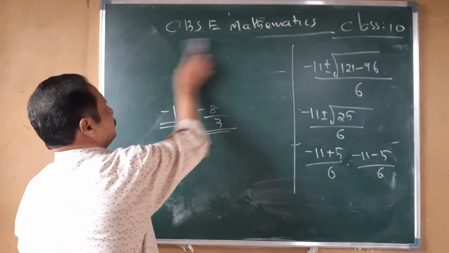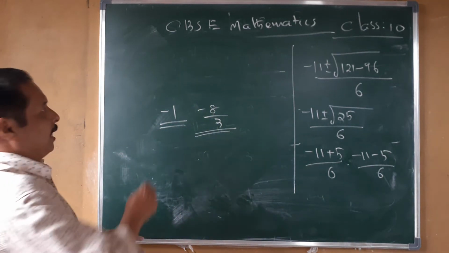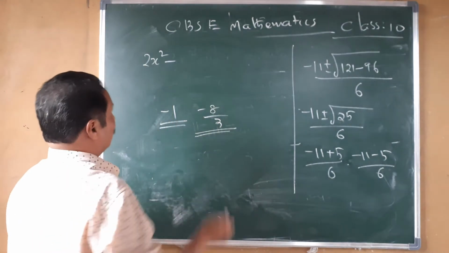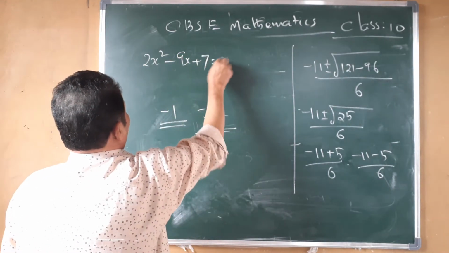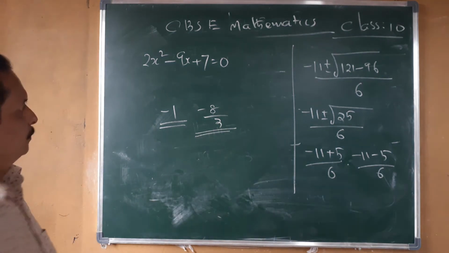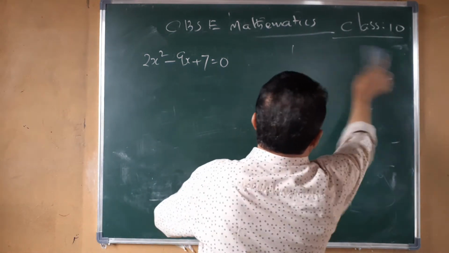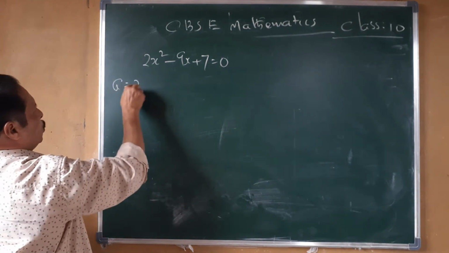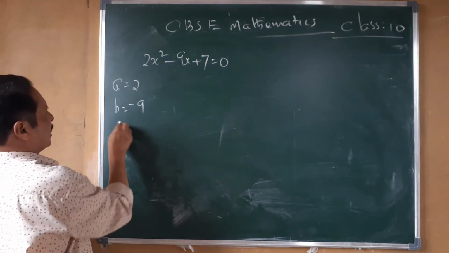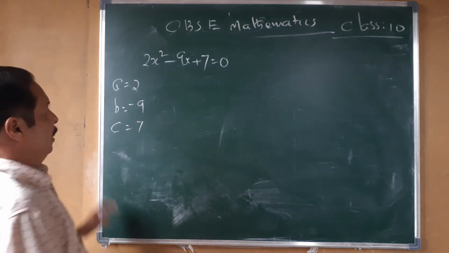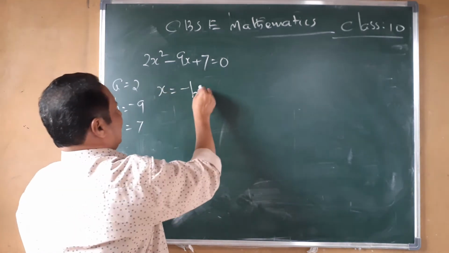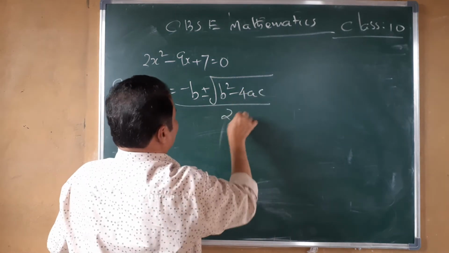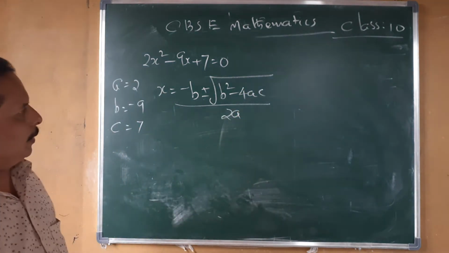One more problem. You want to find the roots of the second problem, which is 2x square minus 9x plus 7 equal to 0. Are you ready? So write the values of a, b and c. A is 2, b is minus 9, c is 7. And your formula, the quadratic formula, minus b plus or minus root b square minus 4ac divided by 2a.